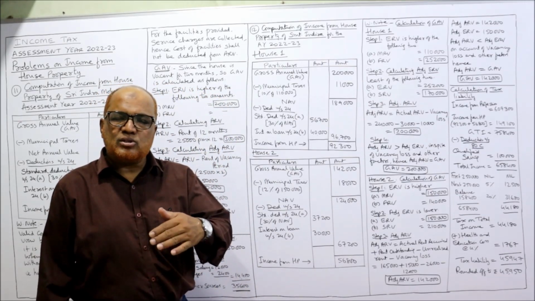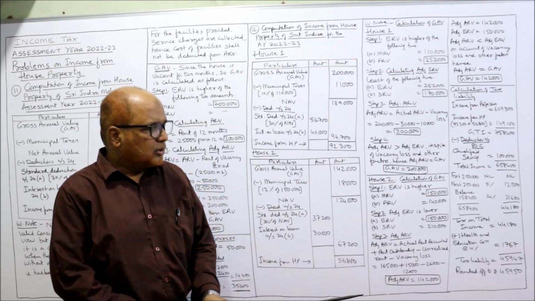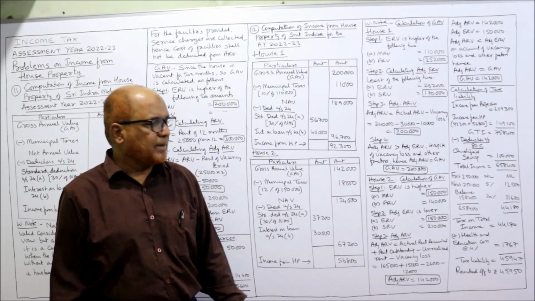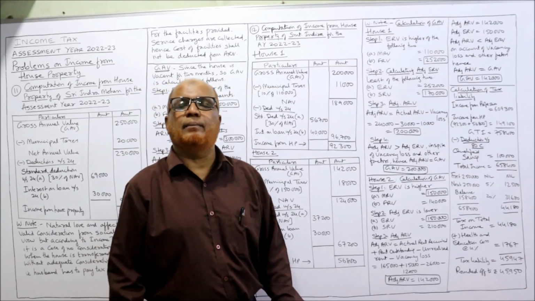Now, according to income tax rules, the tax liability should be rounded off to the nearest 10. The last digits are 47. So instead of 47, we'll take 50. So 45,950 is the rounded off tax liability.